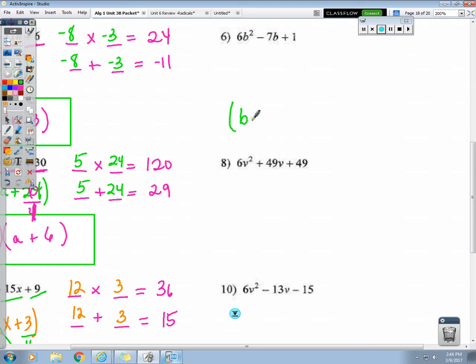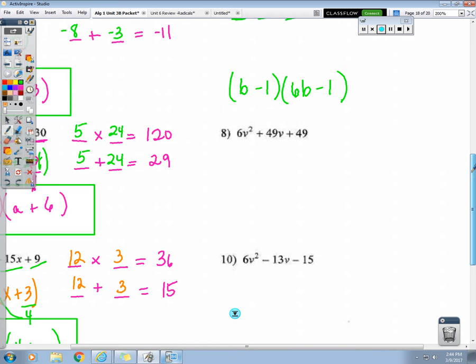b minus 1. 6b minus 1? Okay, that sounds right, because look, b times 6b is 6b squared. Negative 1 times negative 1 is positive 1. And when you do the negative 1b and the negative 6b, they combine to a negative 7b in the middle.